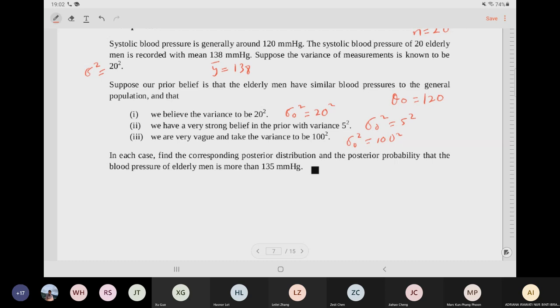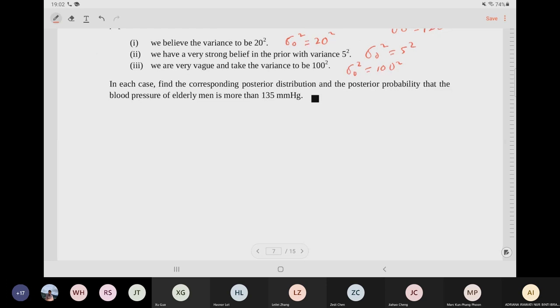In this case, you can just use the formula from before. But just take note, we have your data, and we assume your data is normal with mean theta and variance sigma square. So this is your data. And from the data, which is 20, we have the Y bar.